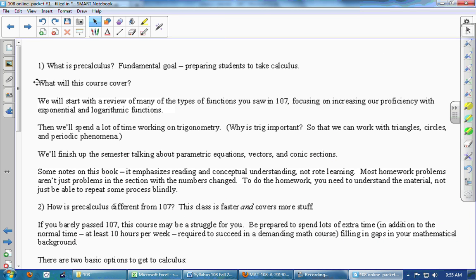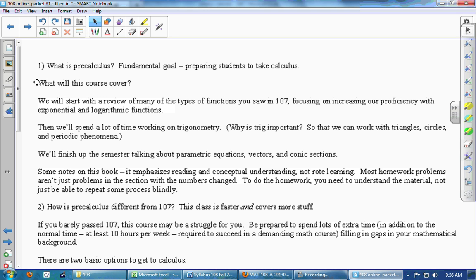What is precalculus? Our fundamental goal is preparing students to take calculus. What will this course cover? We will start with a review of many of the types of functions you saw in 107. That's the previous math class here at GCC, focusing on increasing our proficiency with exponential and logarithmic functions. Then we'll spend a lot of time working with trigonometry. Why is trig important? So that we can work with triangles, circles, and periodic phenomena. We'll finish up the semester talking about parametric equations, vectors, and conic sections.